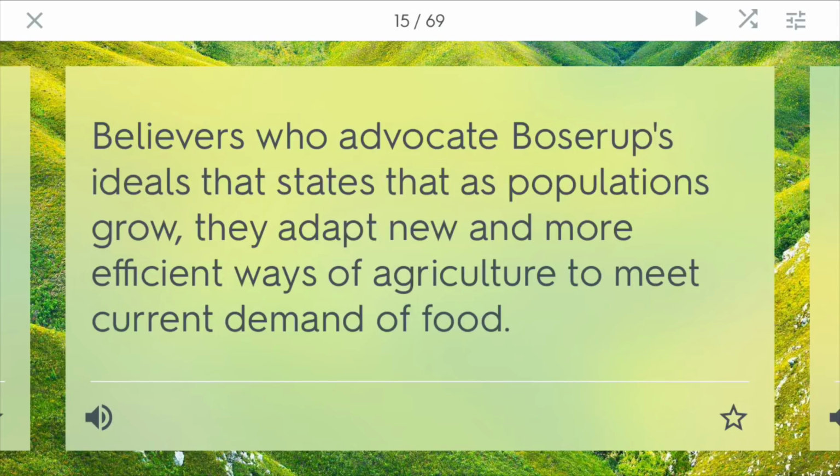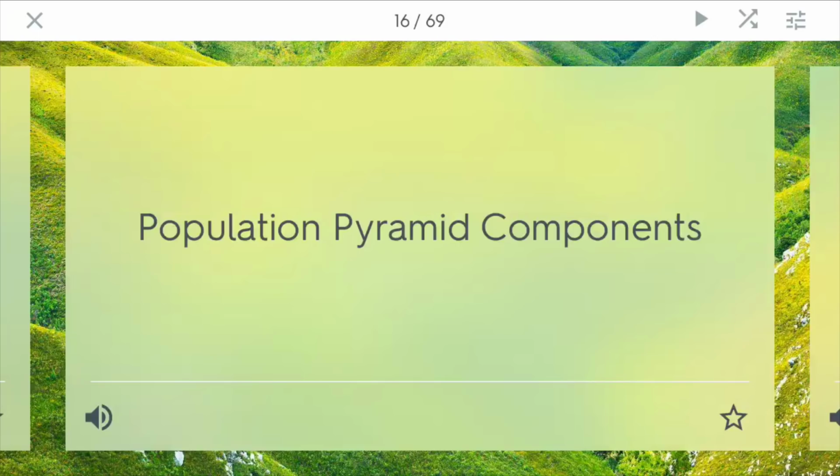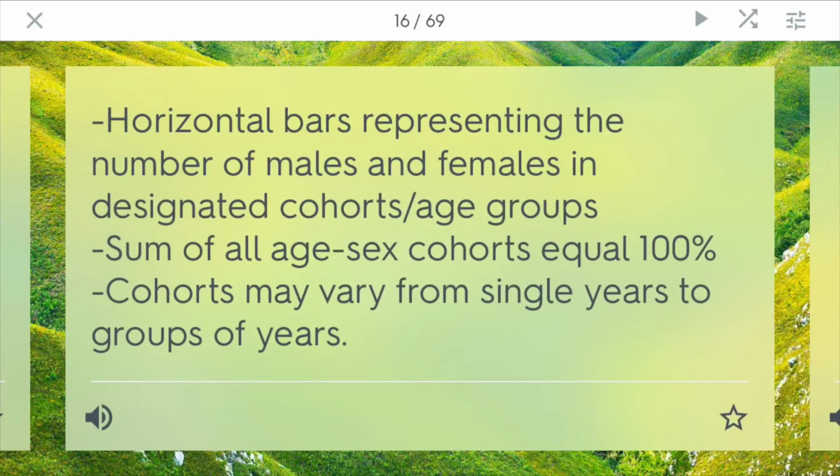There are different ways to model a population. One is through a population pyramid. A population pyramid has different components. They're usually horizontal bars that represent the number of males and females, the two genders, in designated cohorts or age groups. The sum of all these age-sex cohorts or bars will equal 100%, of course. Cohorts may vary from single years to groups of years. So it might be every single year represented, or it might be different groups of years, for example, teenagers or seniors.